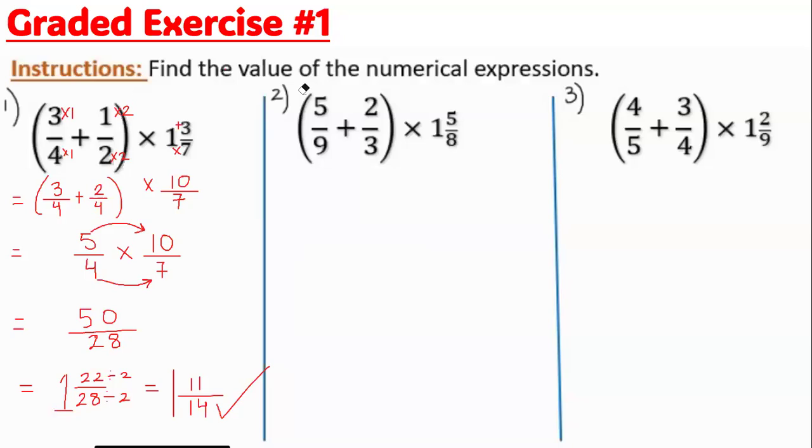So we say 1 times 8 is 8 plus 5. It's going to be what? 1 times 8, that's going to be 8. 8 plus 5, 8, 9, 10, 11, 12, 13. It's going to be 13 over 8.